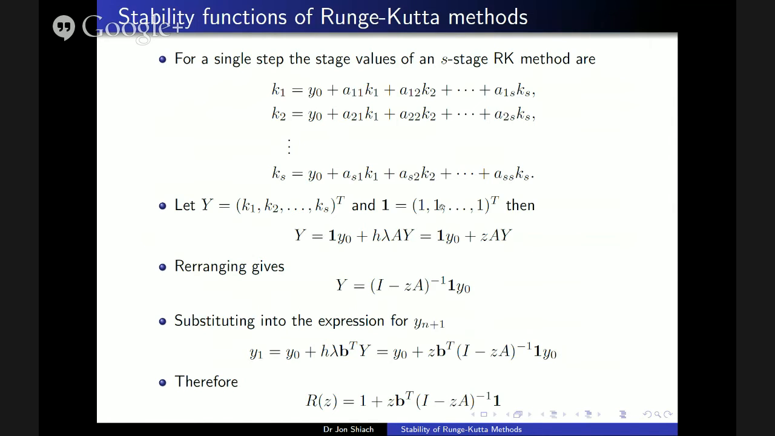Okay, so 1, or my vector 1, is simply a column vector of 1s. My big Y is a column vector of my k values. So what we can do for the model problem is, we have my vector of 1s times y0, that's these terms down here, plus h lambda, that's my f value, so that's the k1, k2, etc., times A, so you can see all the a11, a12, etc., times big Y again. Remember big Y is the k1, k2, etc. So this is a matrix representation of this.